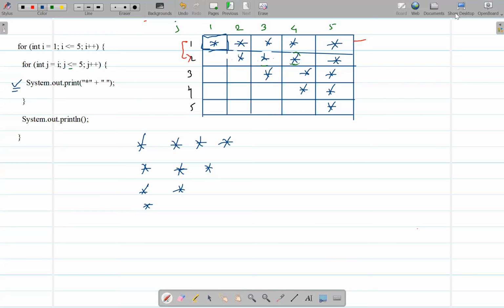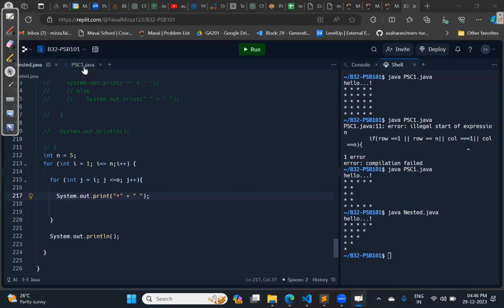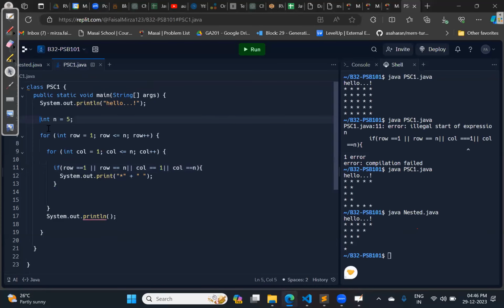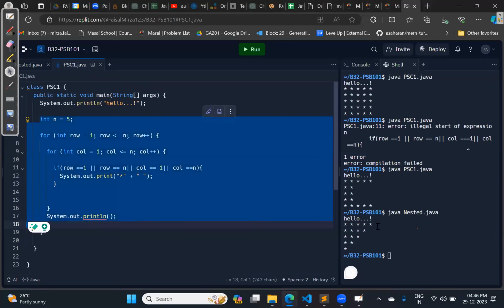Don't worry. But will you guys tell me, are you comfortable with this one? Whatever we did, means hollow square till now. Hollow square is comfortable. Hollow square, everyone. Okay.